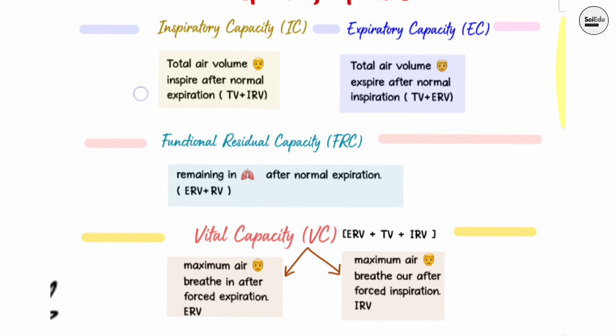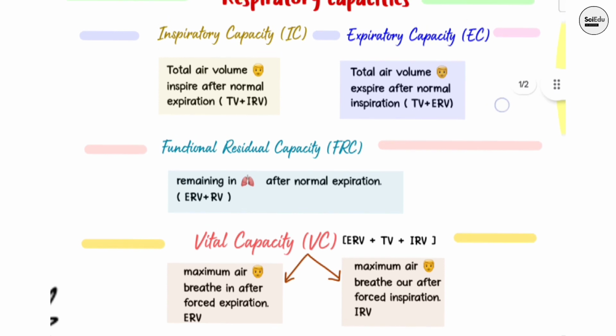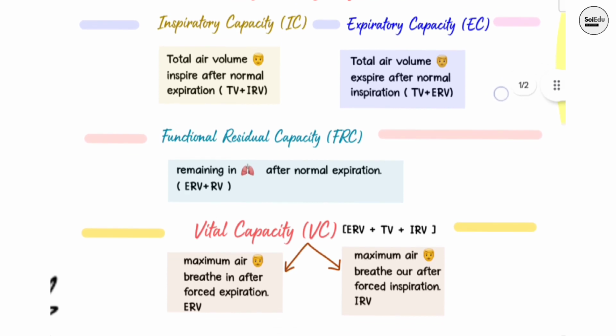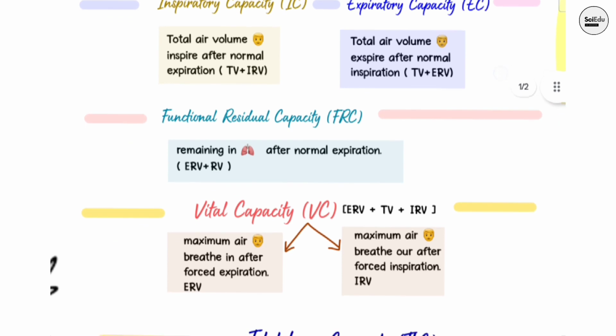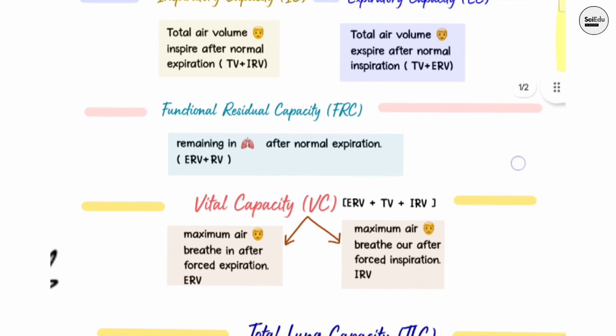This includes tidal volume and inspiratory reserve volume, TV plus IRV. Expiratory capacity, EC: total volume of air a person can expire after a normal inspiration. This includes tidal volume and expiratory reserve volume, TV plus ERV. Functional residual capacity, FRC: volume of air that will remain in the lungs after a normal expiration. This includes ERV plus RV.